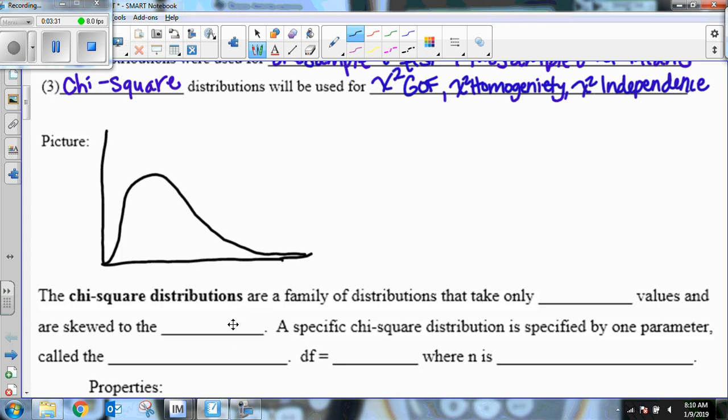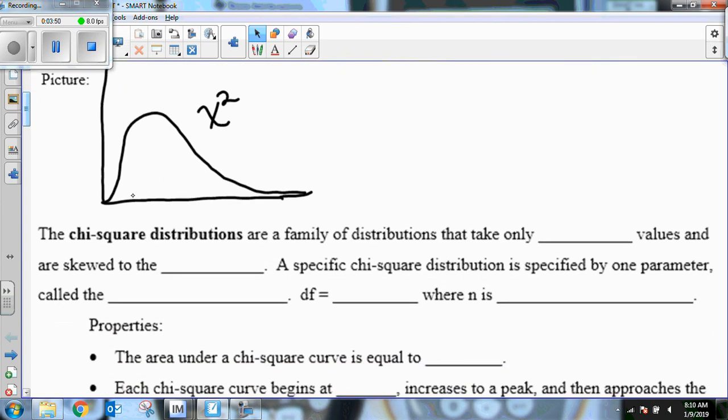What do you notice about that distribution? Hopefully you're saying that it is skewed to the right. That is your chi squared distribution. And yes, it is skewed to the right. And it's no longer a normal distribution. We're going to be using a completely new distribution.